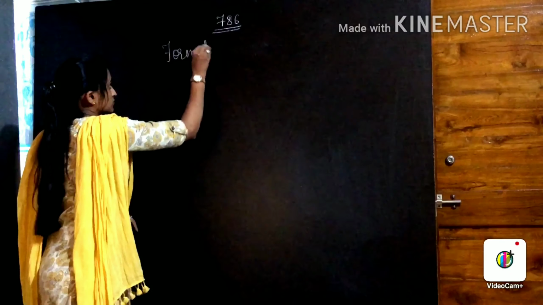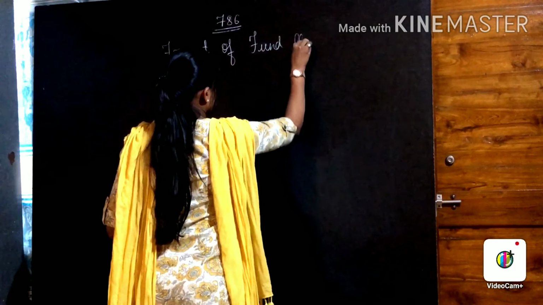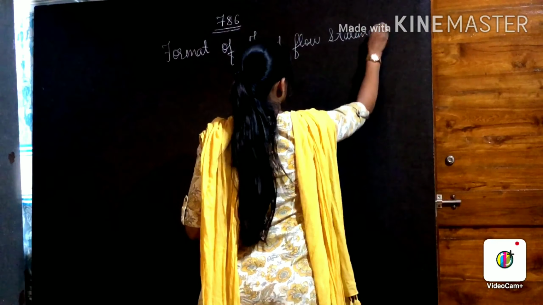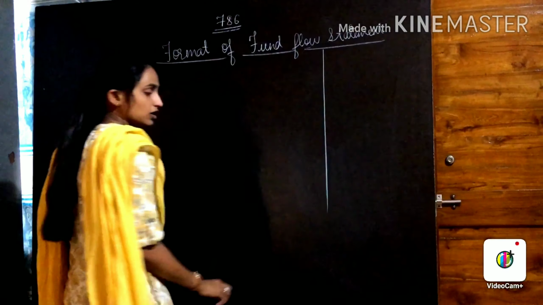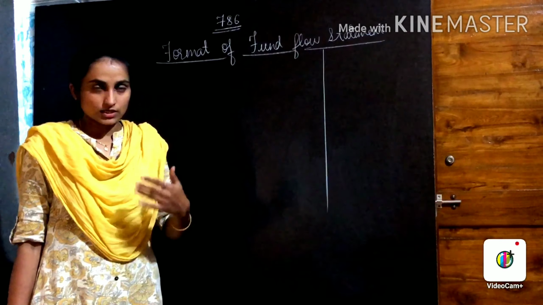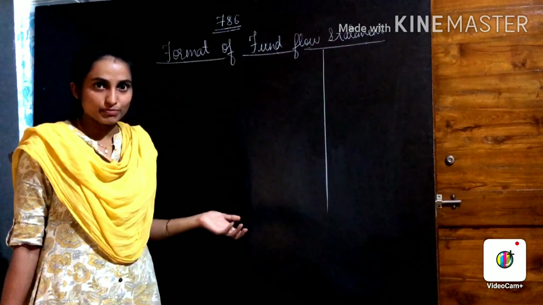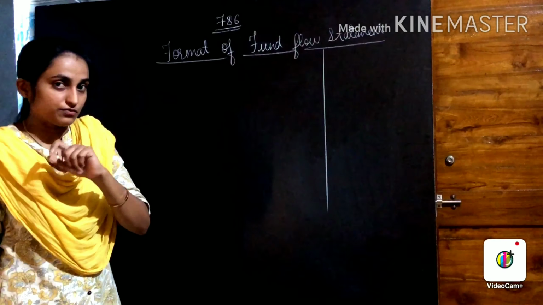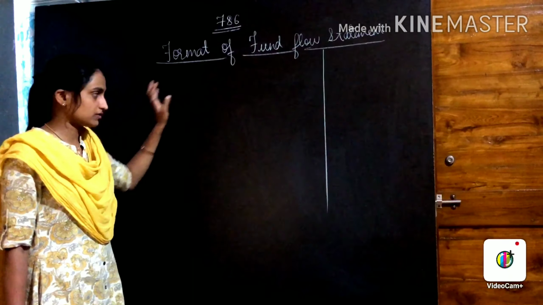Now, preparing the schedule of changes in working capital is all about your current assets and current liabilities. If you imagine a balance sheet, current assets and current liabilities go in the schedule of changes in working capital. Then we have the P&L account. P&L account items go in funds from operation. Then what is remaining? Fixed assets and fixed liabilities. Those items come under fund flow statement along with some other items.